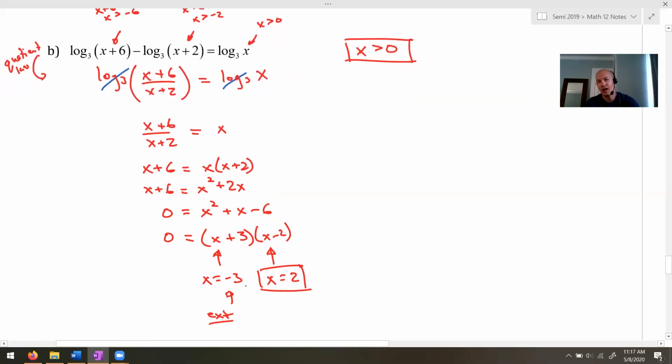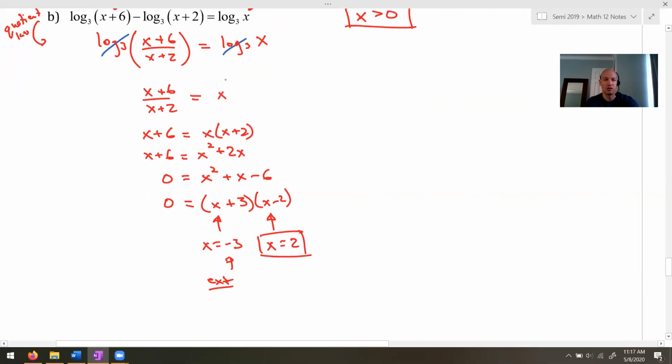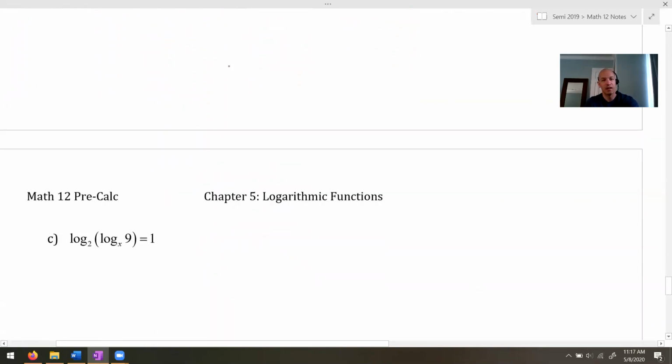If you're really dying to test this out, you could put x is equal to 2 back in the equation and work it out: log base 3 of 2 minus log base 3 of 4 would be equal to log base 3 of 2. It would actually work out as well. So you can always check your answers. I'm not going to do that just for the sake of time.